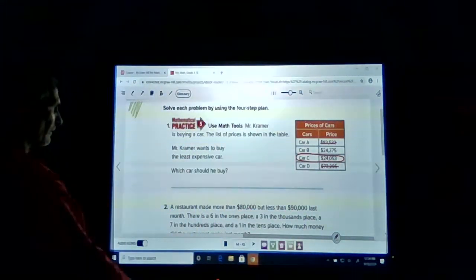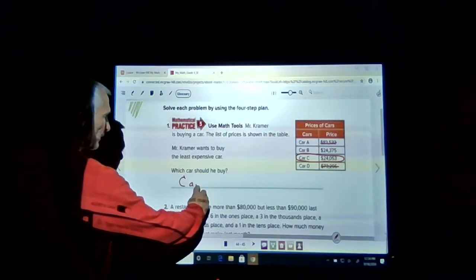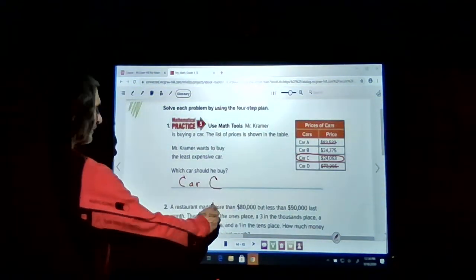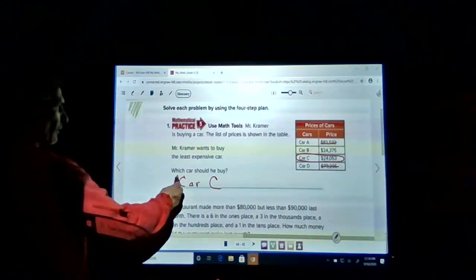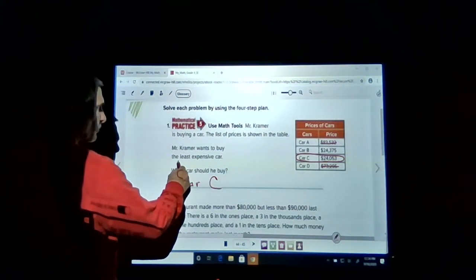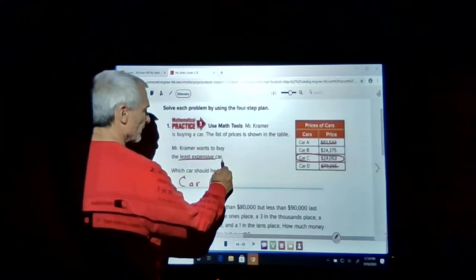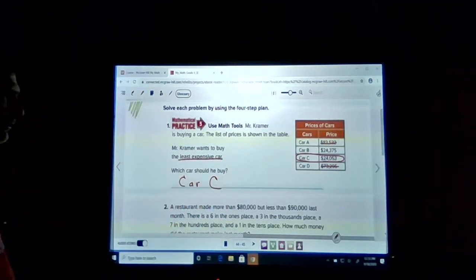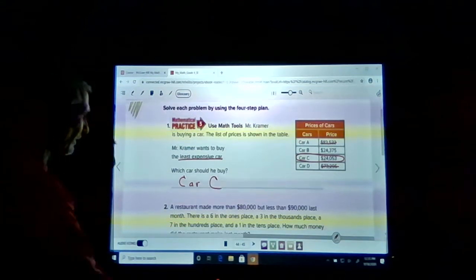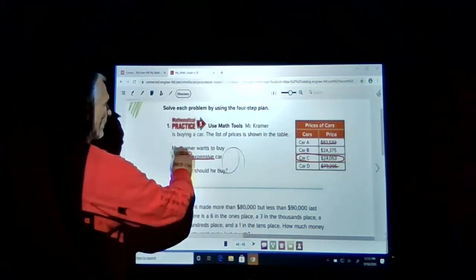Car C. Car C. All right. Here's what we know. We know he's going to buy a car, and we know he wants to buy the least expensive. So we look at our numbers, and we found the least expensive. Let's see about this restaurant here.